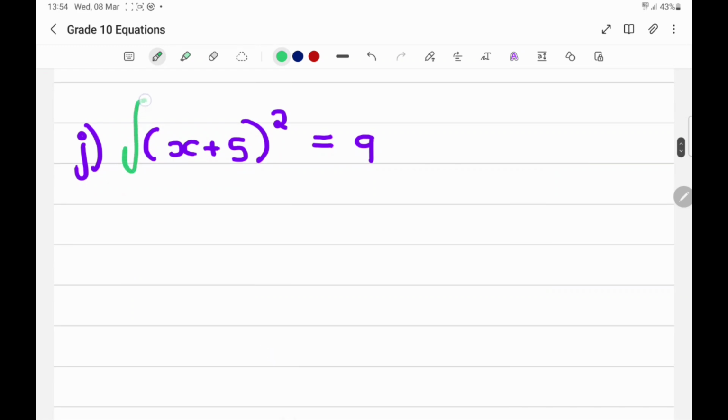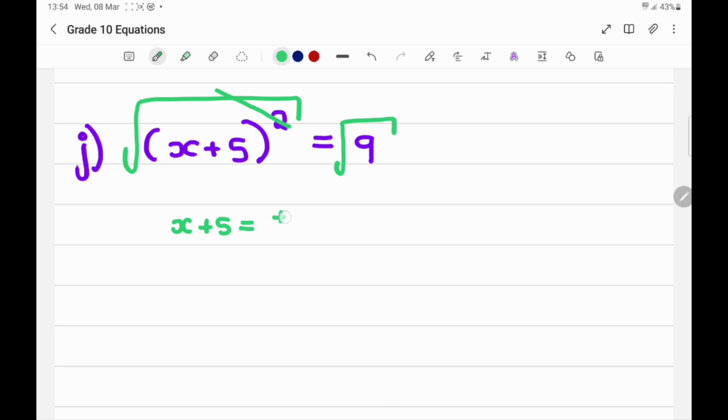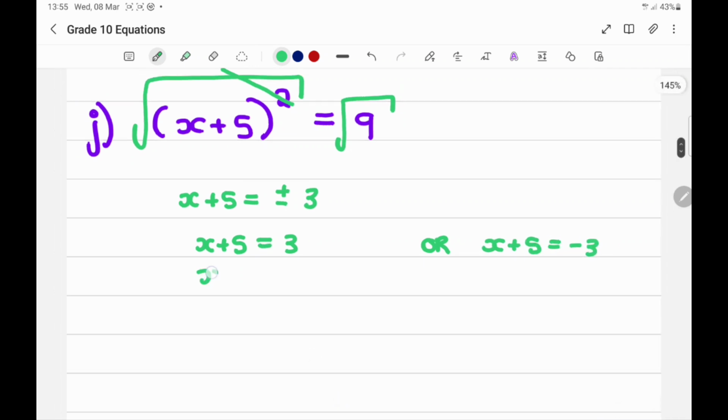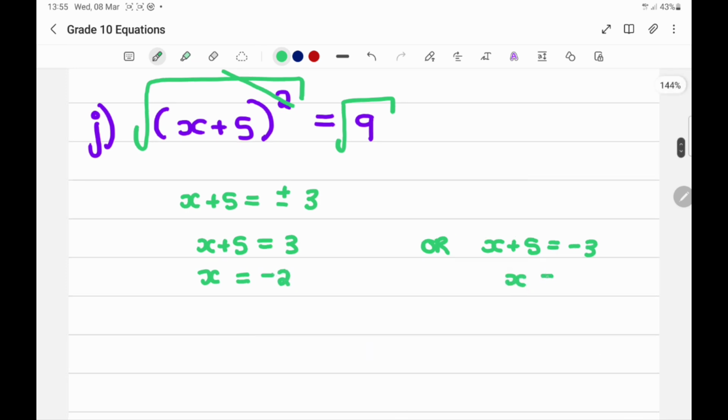So let's look over here, this harder one. If I square root that, that will fall away. And if I square root this, it's either x plus 5 is equal to plus minus, and the square root of 9 is 3. So I need to work it out twice. It's either x plus 5 is 3, or x plus 5 is equal to negative 3. So x is either 3 minus 5, which is negative 2, or x is equal to negative 8.